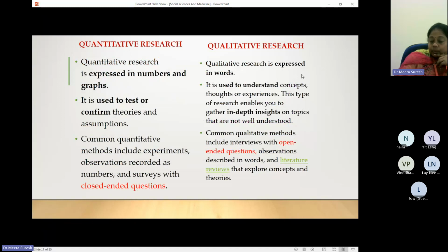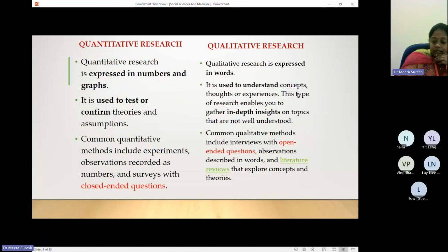When it comes to qualitative, as we already saw, it is in words, and it is to understand concepts, thoughts, and experiences. There is nothing to prove or disprove over there. It is just to know about that community's ideas. Like in case of tuberculosis, I say that tuberculosis is more seen in overcrowded housing. That's my hypothesis. Hypotheses are also of two types, null and alternative hypothesis. I'm not getting into the detail. A null hypothesis will be something saying no, or there is no difference.